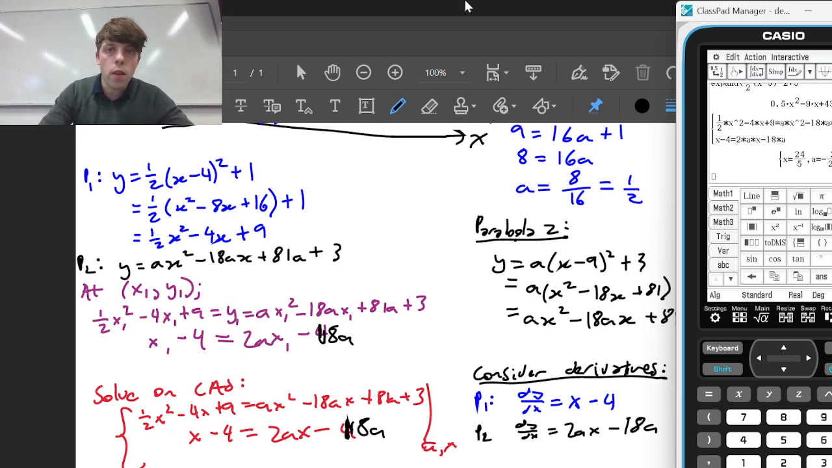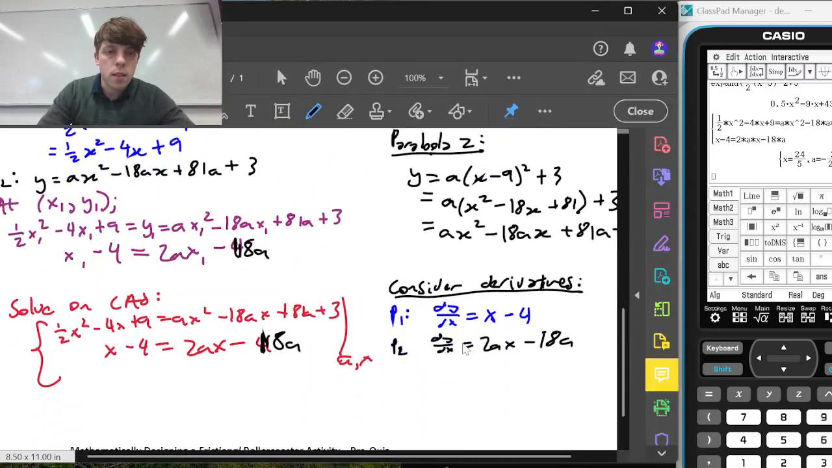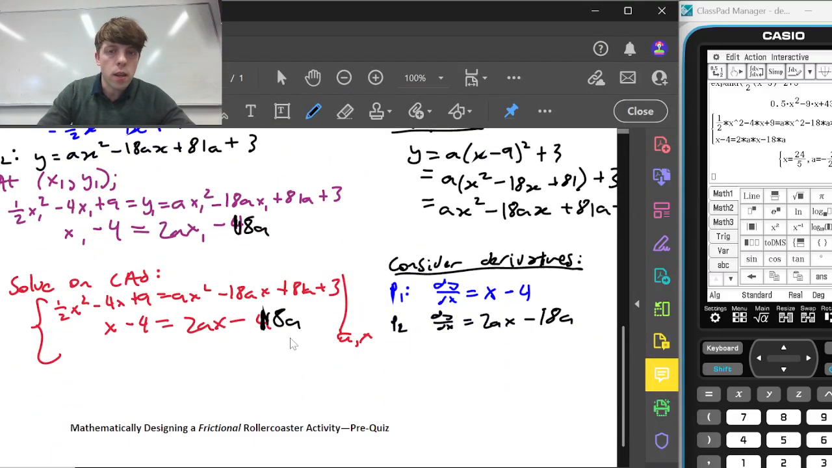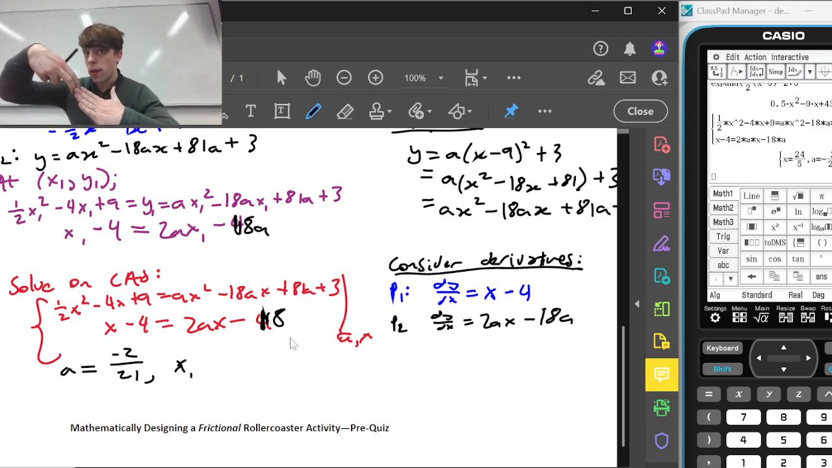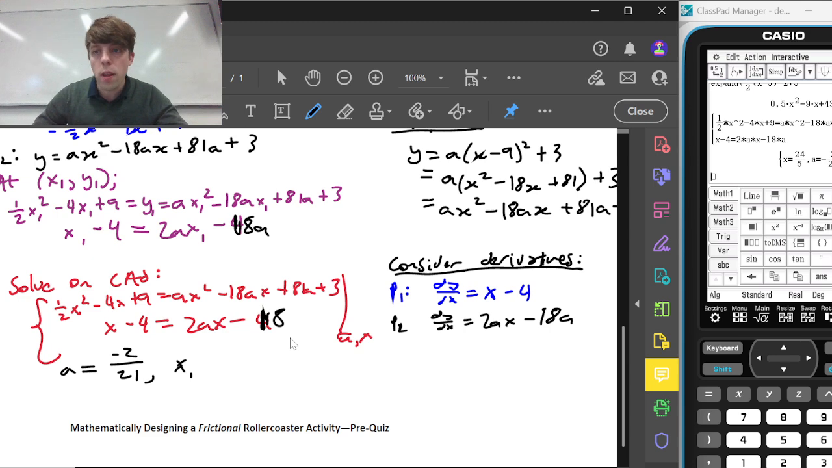Looking good. Okay, so we've got that. Let me just fix this up a little bit and write it down so we can recall what we have. So therefore, we have that a is equal to negative 2 over 21, and x1, which is to say the x-coordinate of this point where the two parabolas are tangent to one another, is equal to 24 over 5. Okay.